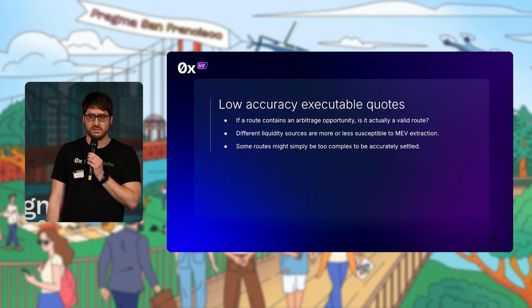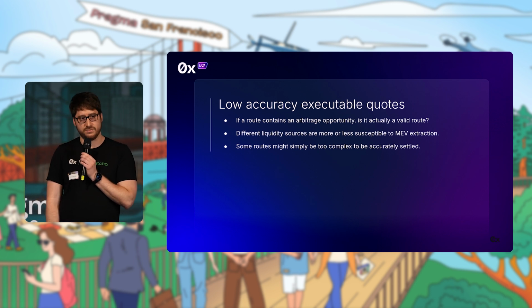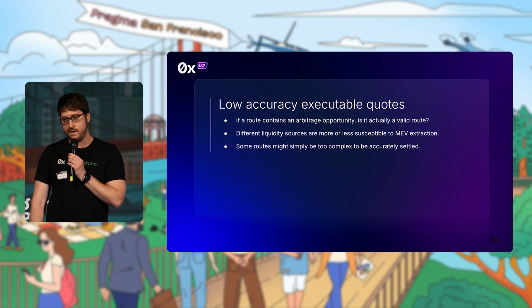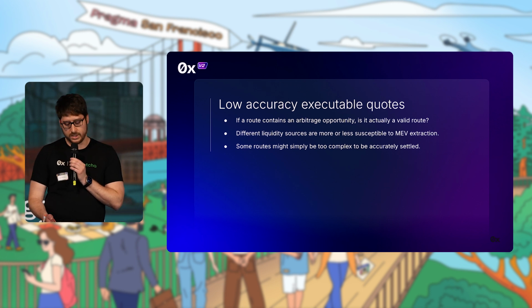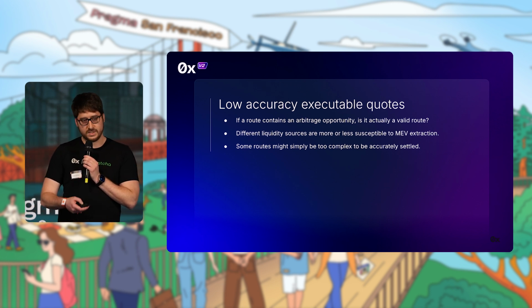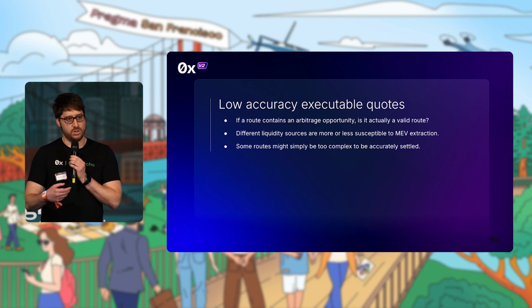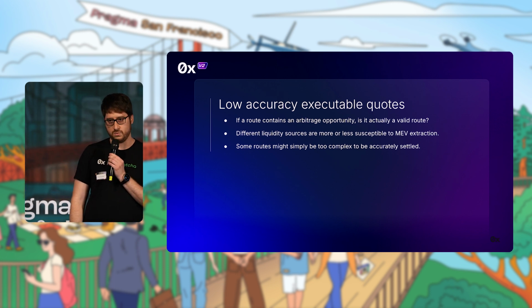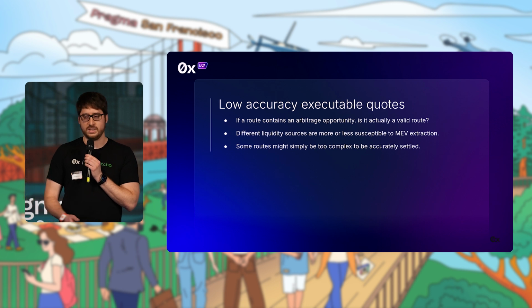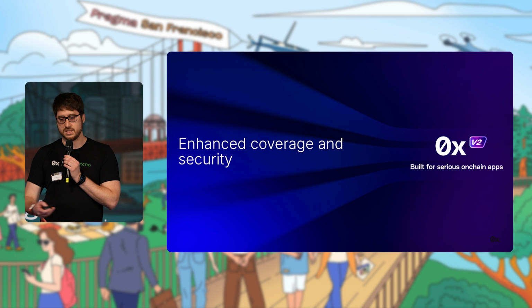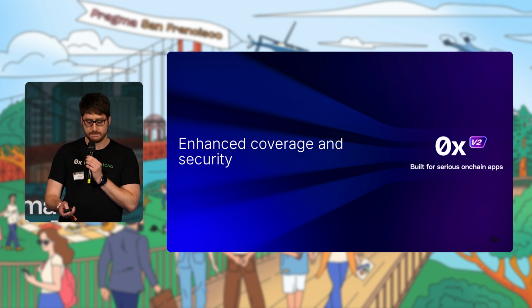And then finally, some routes might just be too crazy to realistically be executed, especially on a faster blockchain where things are moving really quickly. These are metrics that we are looking at all the time in simulations when we are building or improving the routing, and we have definitely the best quote accuracy in the space across both of these types of quote inaccuracies.